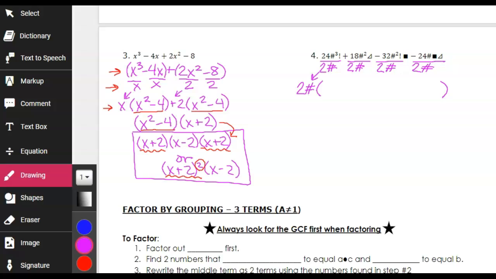So 24 divided by 2 is 12. If I decrease this exponent by 1, because I'm dividing out pound to the power of 1, that's pound squared. And I have an exclamation mark. Plus 18 divided by 2 is 9, with a pound left over and a triangle. Minus 32 divided by 2 is 16, left over with a pound, an exclamation mark, and a square. And then finally, minus 12, square, triangle.